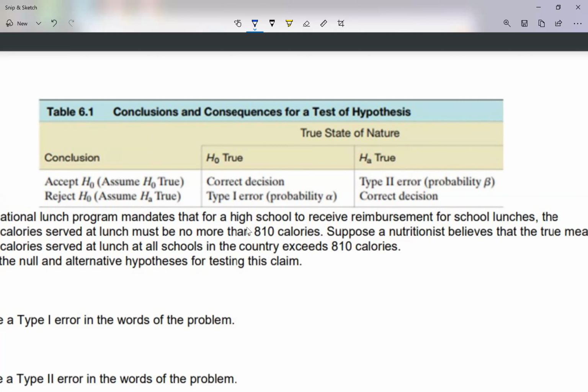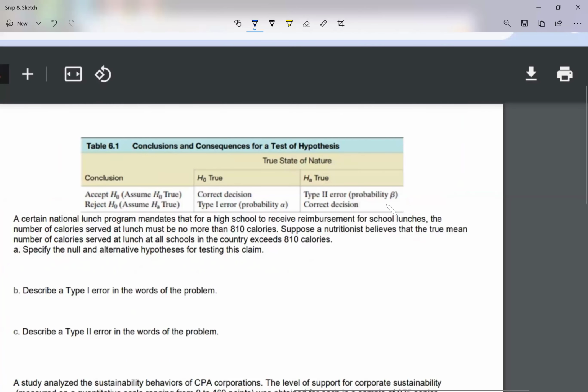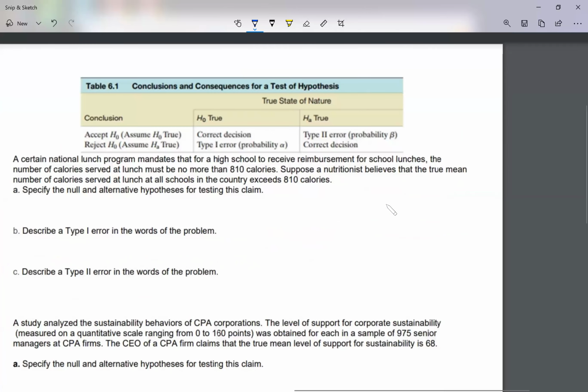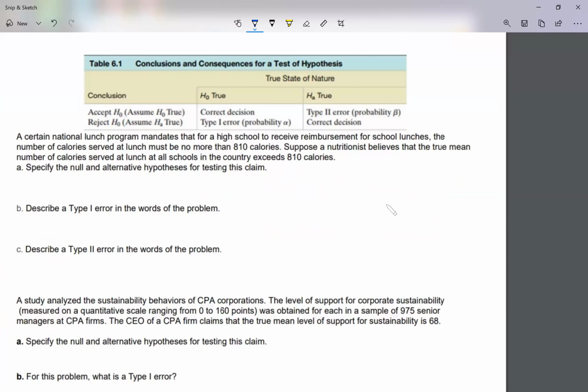Some of you will be like, wait a minute, you just said null hypothesis, but the alternative was true. Yeah, I said I reject the null hypothesis. That means I accepted the alternative hypothesis, and it was true. So yeah, I made the correct decision. So here we're going to read this. That table there is basically for you guys to be able to use. We're going to look at this.